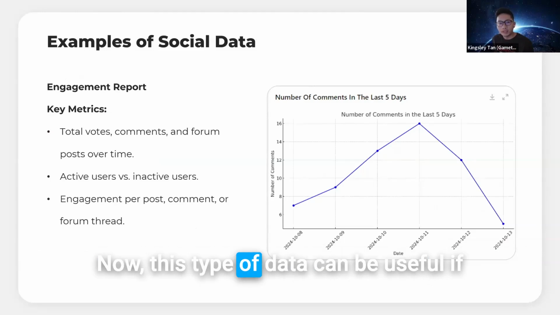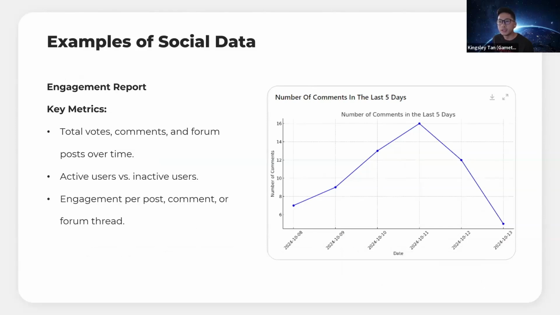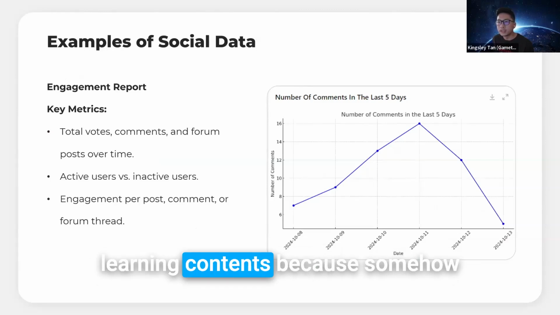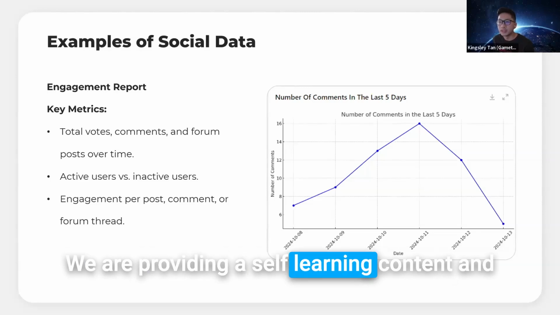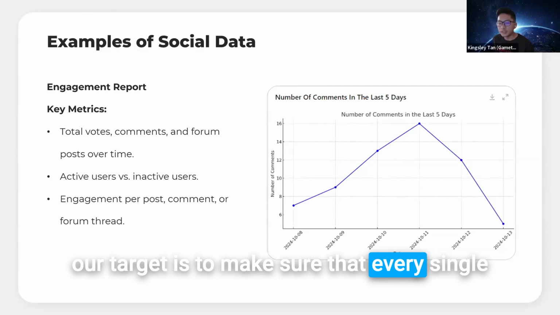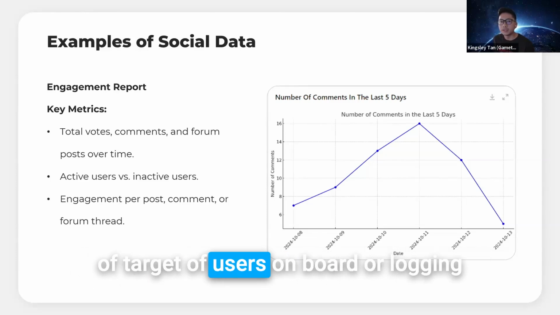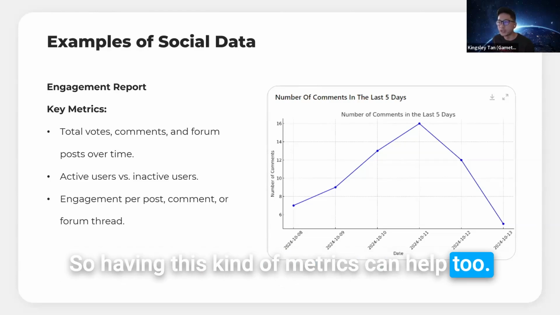Now, this type of data can be useful if you are looking at whether the learners are very active in your learning contents, because somehow we want them to learn by themselves. We are providing self-learning content, and our target is to make sure that every single week or month there is a certain target amount of users who onboard or log in to the platform to learn themselves. So having this kind of metrics can help too.